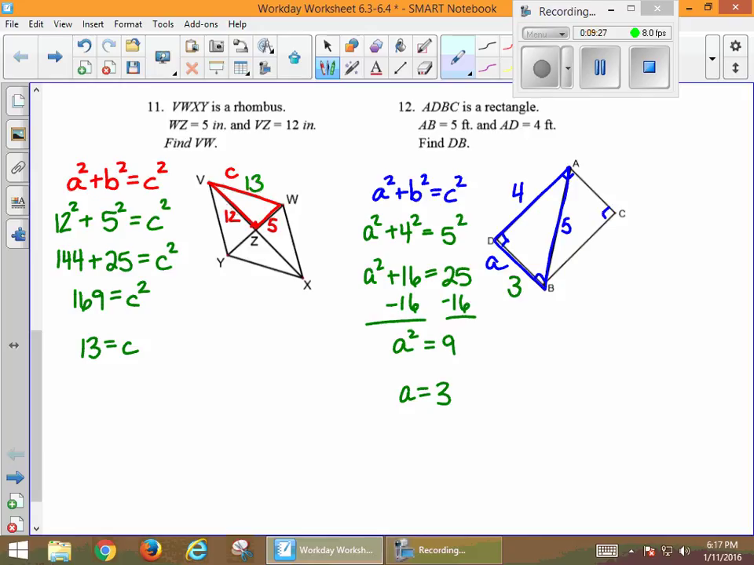Some of you may be sitting and thinking, and I hope you are, that when you see 4 squared and 5 squared, you remember that one of our special right triangles is a 3, 4, 5 triangle. If you saw that, you were able to skip the step of showing all of the Pythagorean theorem.